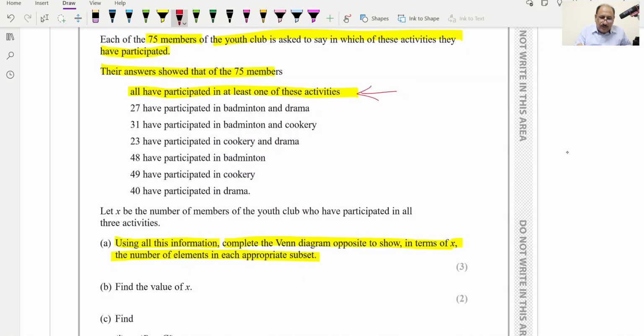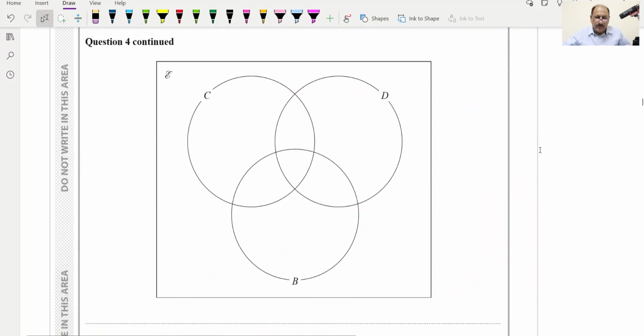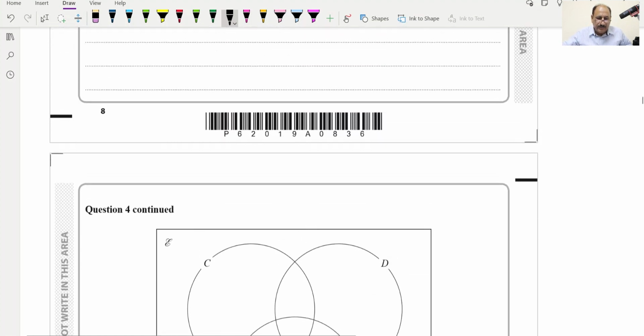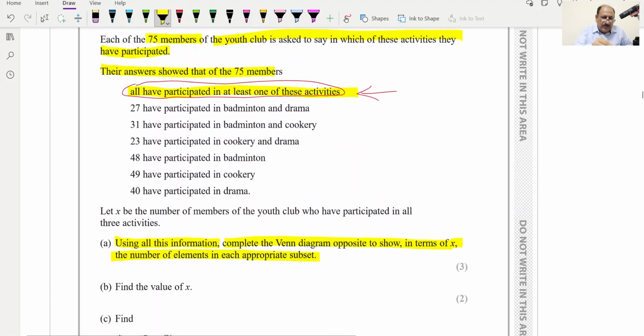For example, the first information is all have participated in at least one of these activities. So nobody is out of this one. There's no person who is without any participation. So we will write outside as 0, so 0 will be outside these B, C and D Venn diagram. So we can go through next.